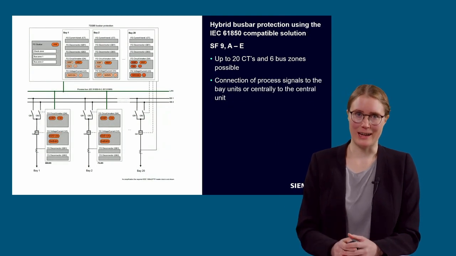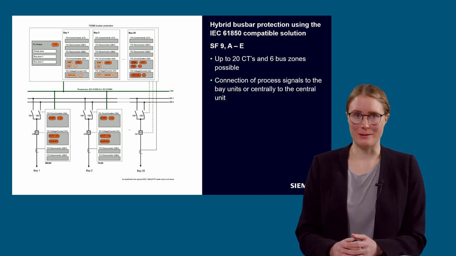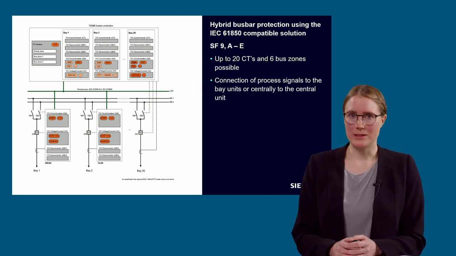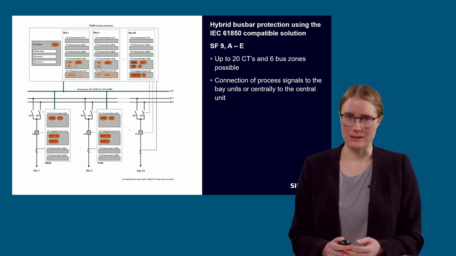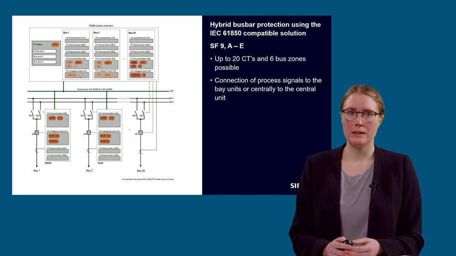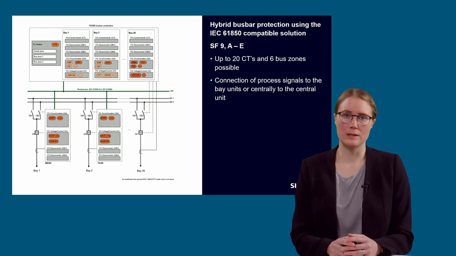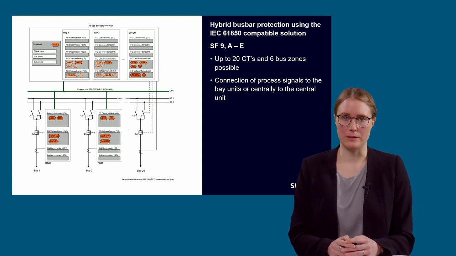Okay, this slide shows a hybrid busbar protection system using the IEC 61850 compliant solution as well. Hybrid means in this case that you have merging units for some bays in the field, and some of the process signals are directly connected to the 7SS85. This hybrid setup is only possible with the IEC 61850 compliant solution. In this sketch, Bay 1 and Bay 2 are connected to merging units, and Bay 20 is connected directly to the 7SS85. For the hybrid setup, only up to 20 measuring points are possible.